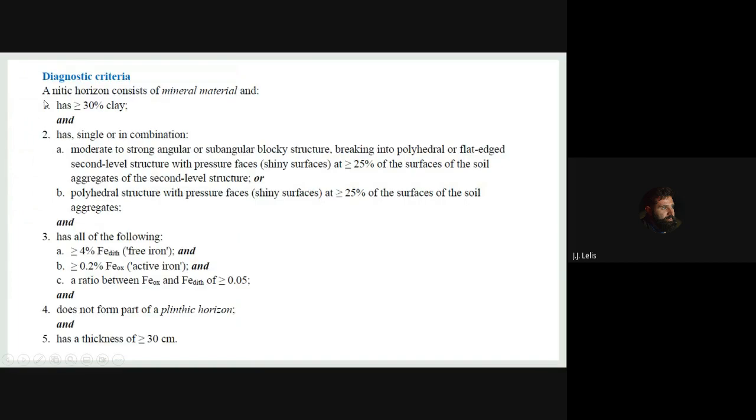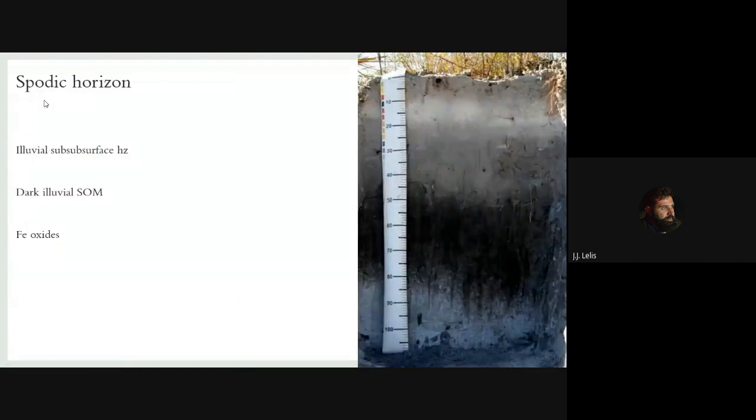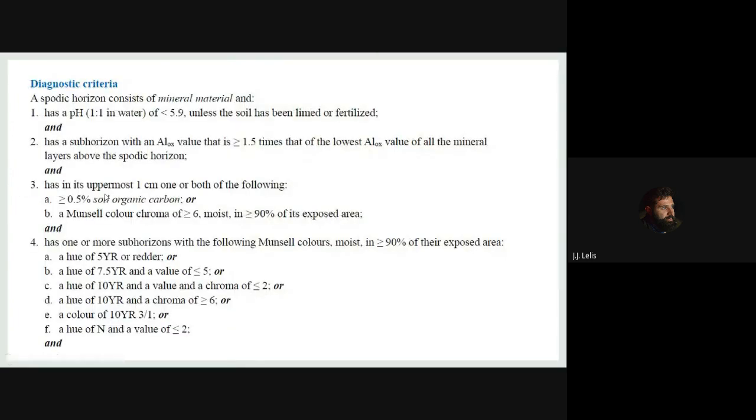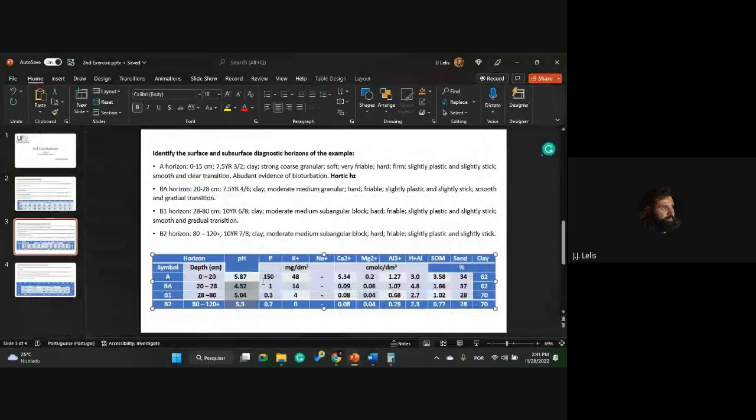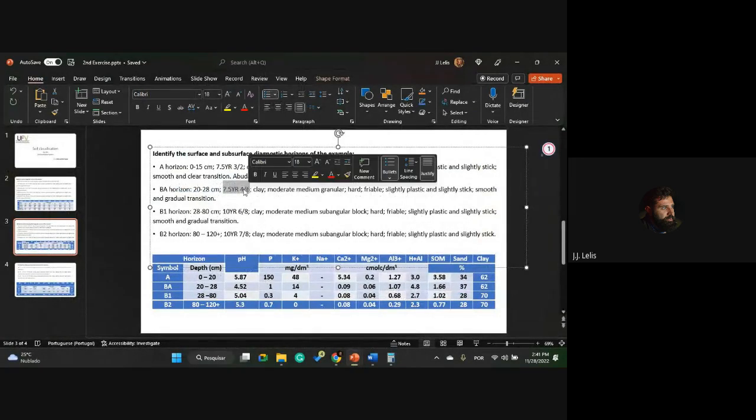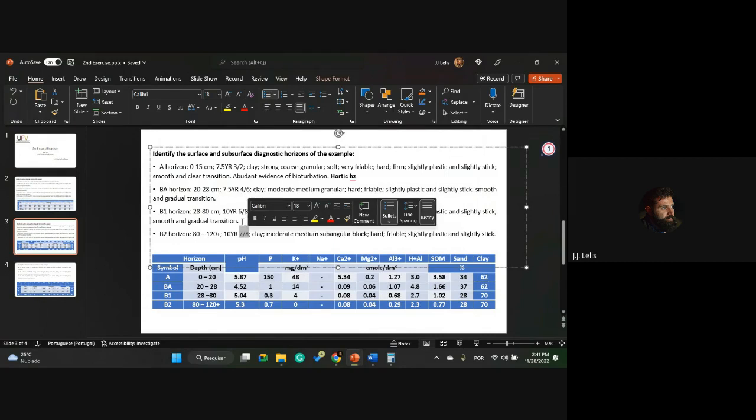Again, it's not an argic, it's not a nitic. A spodic horizon possesses a dark color that registers illuvial concentration of iron oxides and soil organic matter. In this case, we don't have this because we don't have a dark color. Let's see. Here we have a high hue and high value and high chroma, here and here again. So we can't see any evidence of concentration of dark materials.